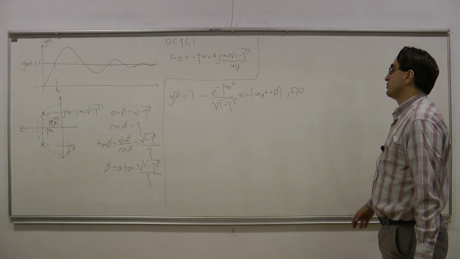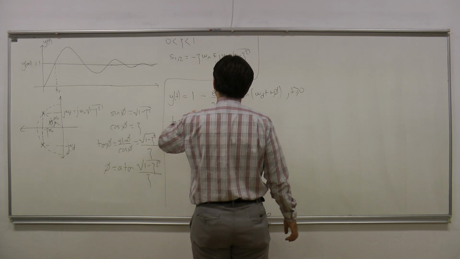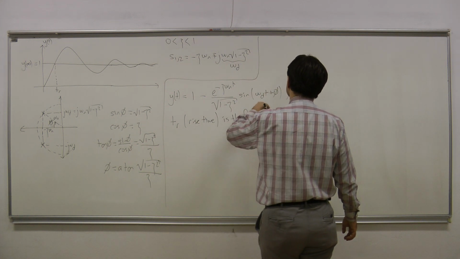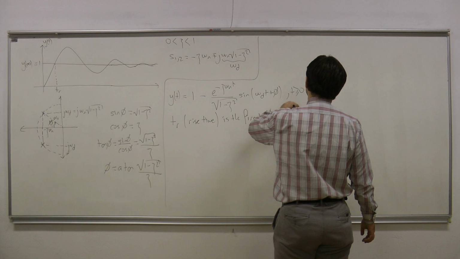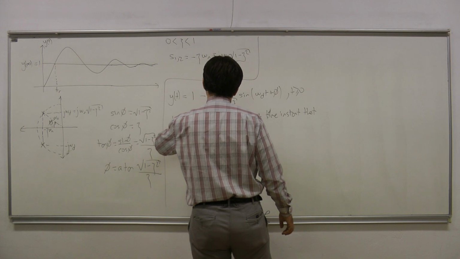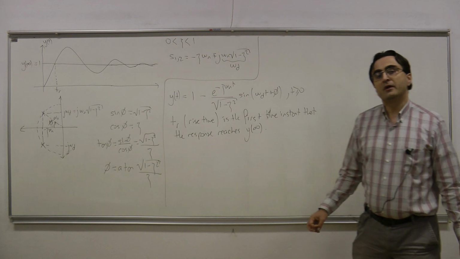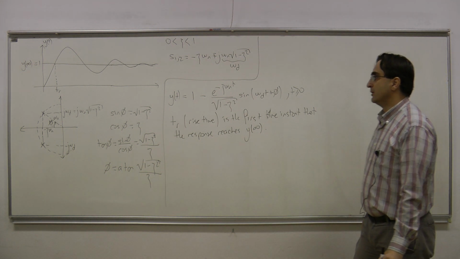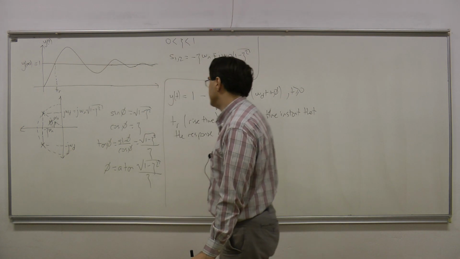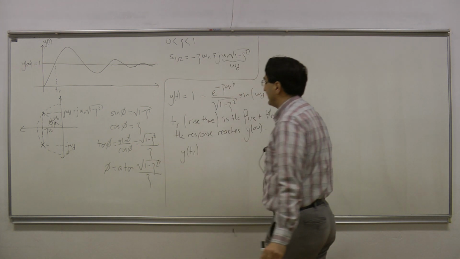So the first thing is going to be related to the rise time. TR, the rise time, is the first time instant that the response reaches y infinity. That is the definition of rise time. It's the first time instant that the response reaches its final value. So in this case, I can write here the equation for the rise time.